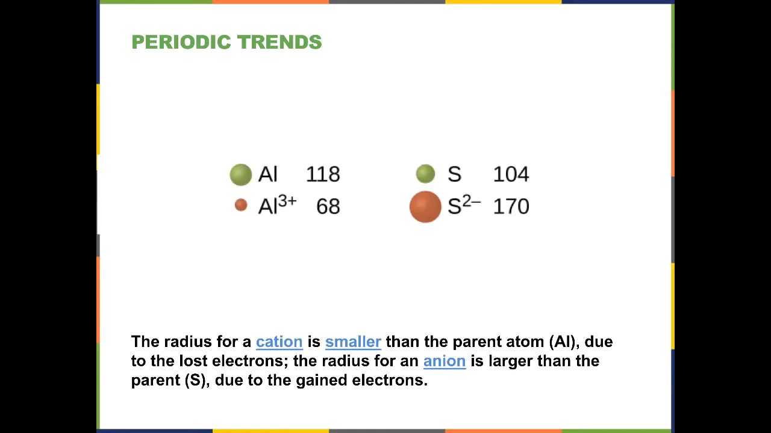The radius for a cation, remember that a cation is an element that loses electrons, shown on the left here, Al versus Al3+. So the radius for a cation is smaller than the parent atom, Al. This is because of the loss of electrons. The radius for an anion, that is something that gains electrons, is larger than the parent due to the gain in those electrons.